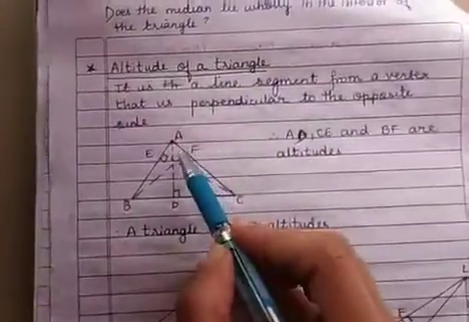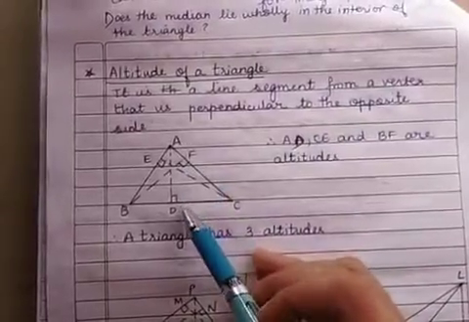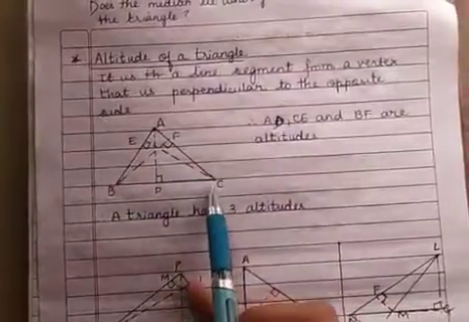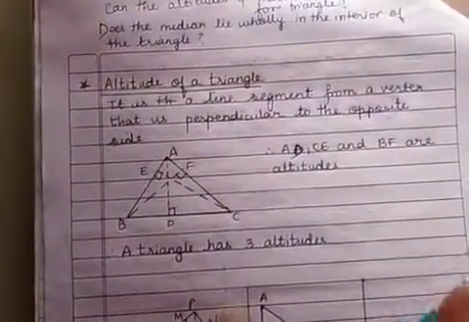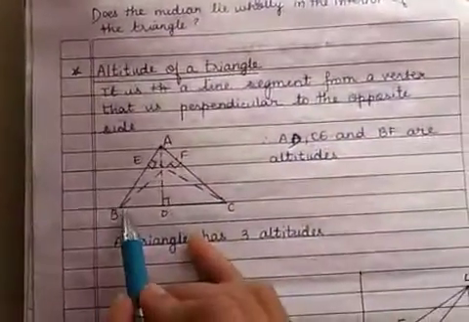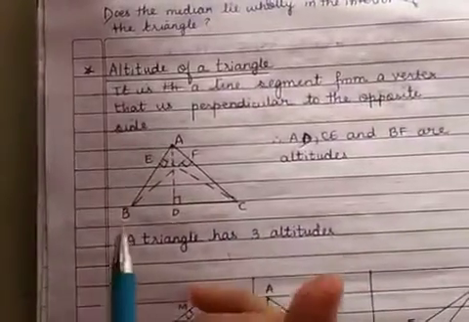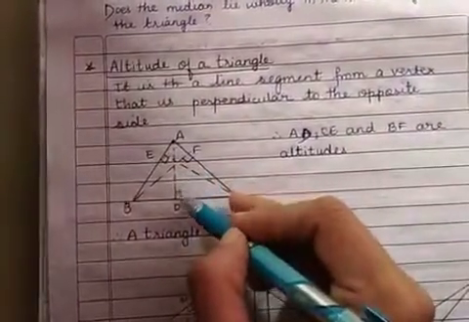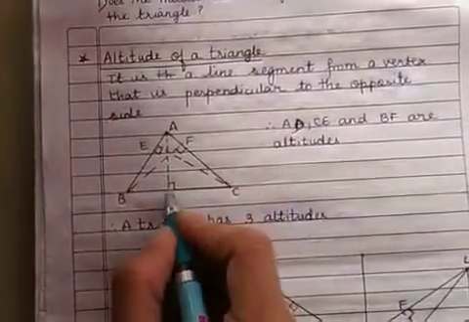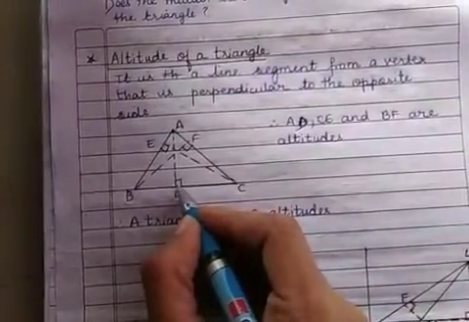Now again, it is a line segment from the vertex to the opposite side such that this line segment is perpendicular to the opposite side. Here it only says that the line segment should be perpendicular. It does not say that it is drawn to the midpoint of BC. So don't get confused that this perpendicular will bisect BC, or that D is the midpoint of BC. It does not say that D is the midpoint of BC.